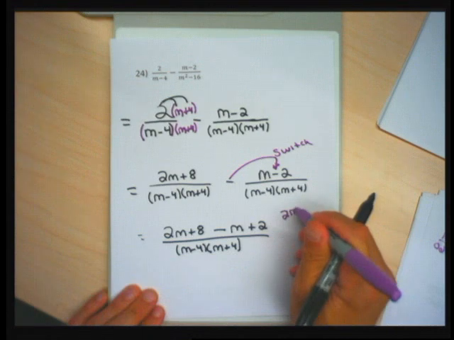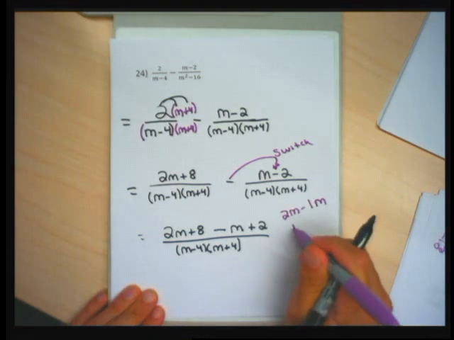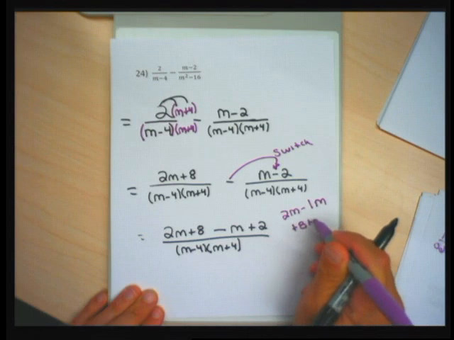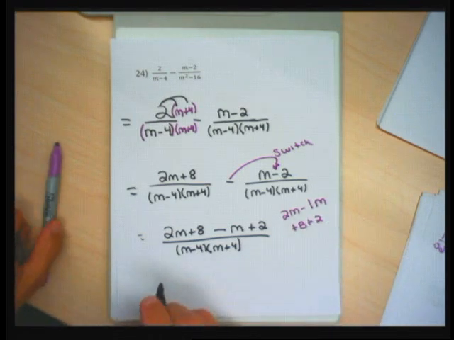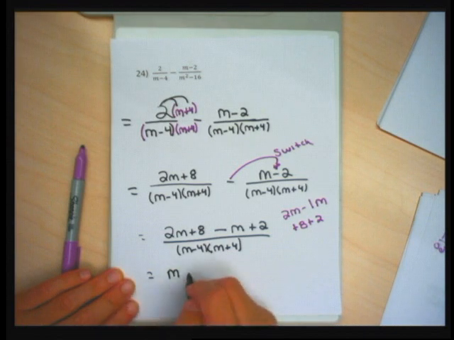In the numerator, there's a 2m minus m, which I'm going to consider 2m minus 1m, and there's a plus 8 and a plus 2. 2m minus 1m is going to give me 1m. I don't need to write the 1, but I can. Plus 8 and plus 2 give me a plus 10.